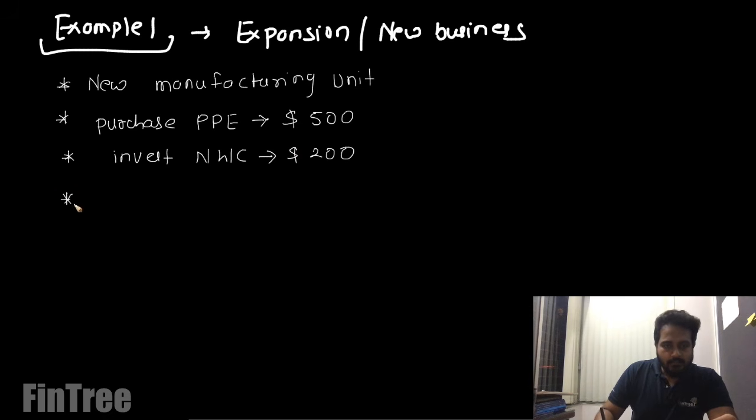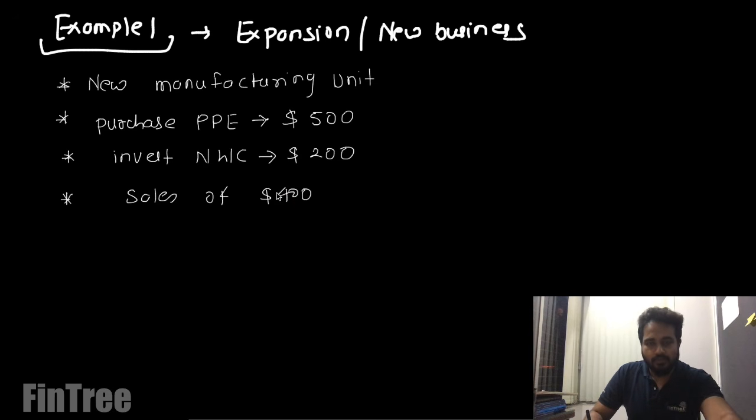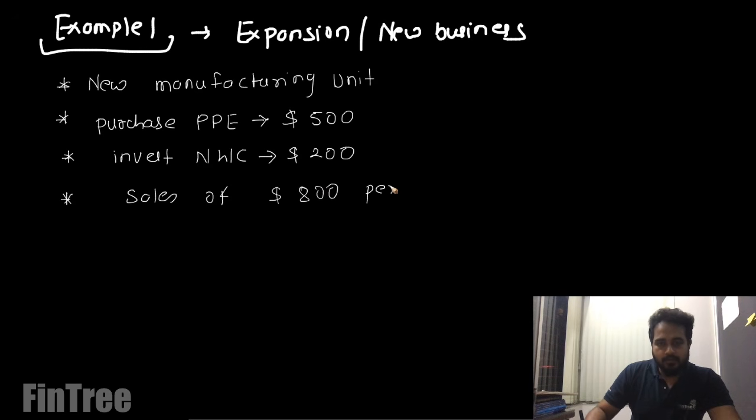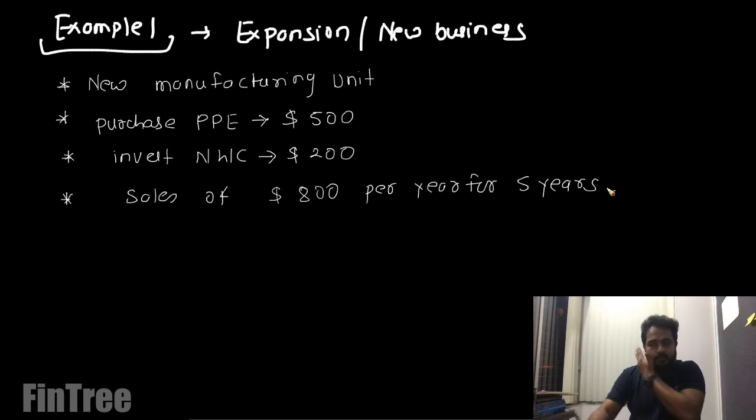Now once you set up the business, you would be able to make sales of 400. No, 400 is not sufficient, I'm sorry. You'll be able to make sales of 800 per year, 800 per year for 5 years.